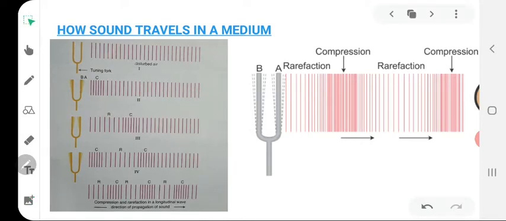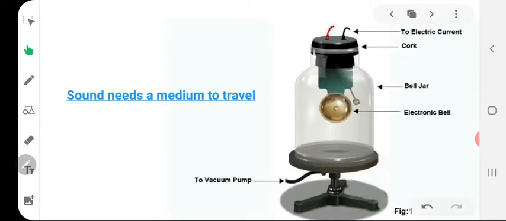So how does sound travel in a medium? Sound travels in a medium in the form of compression and rarefaction. So as I told you, we shall try to figure out the requirement of a medium for sound to travel. Now this is a very basic setup that is ultimately employed to prove that sound needs a material medium to travel. Sound requires a medium to travel from the source to the listener.